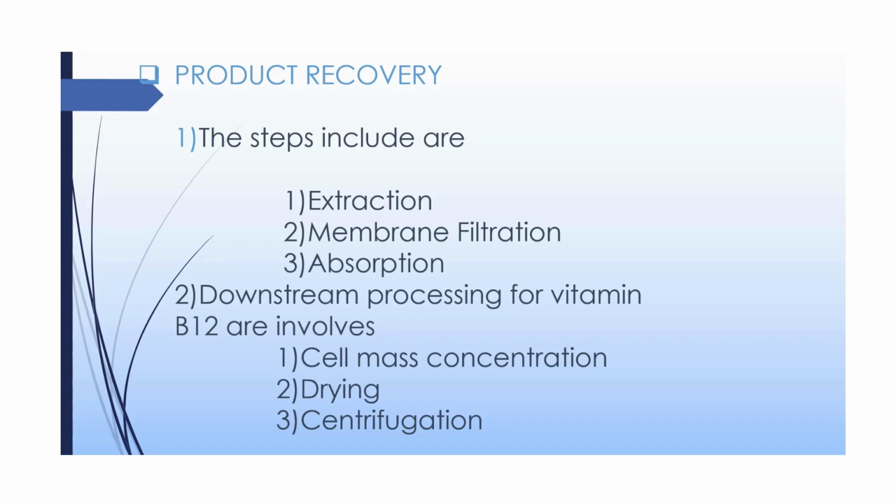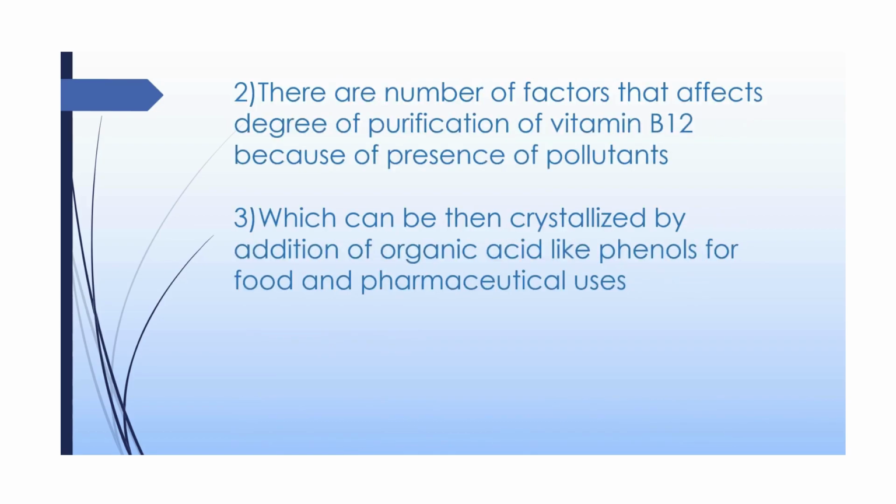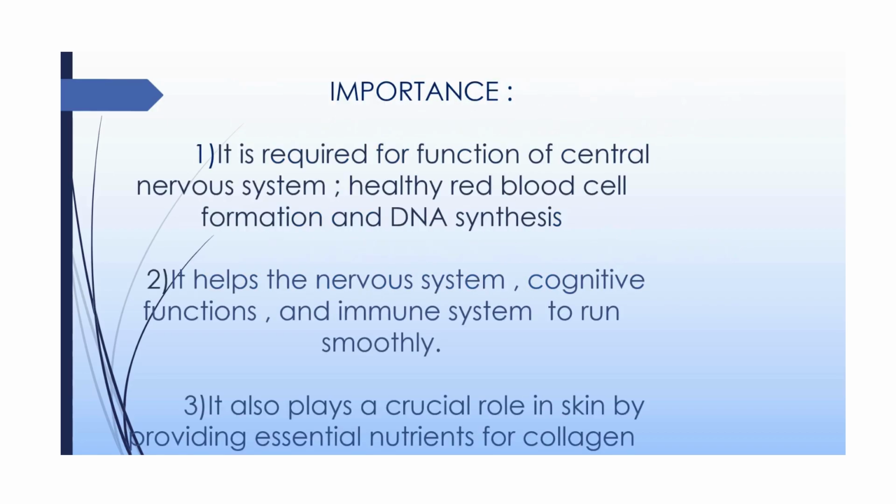Product recovery of vitamin B12. The steps include extraction, membrane filtration, absorption. In downstream processing, the steps involve cell mass concentration, drying, centrifugation. Potassium cyanate is added along with sodium nitrate followed by heating, then purification. Vitamin B12 is treated with zinc hydroxide to purify. There are a number of factors that affect the degree of purification, and then it is crystallized by addition of organic acid.